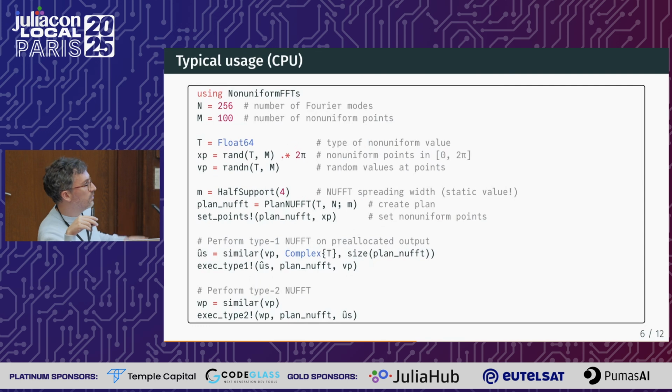And this is a small example of how you would use this. You define some data points and values. Let's say I want 256 Fourier modes and I have 100 non-uniform points. So I define my points, I define my values at each point, and then I define a plan with a spreading width that I choose. This is a static value, which means that all the kernels will be compiled for this specific value. And as in the previous presentation, we use static arrays to optimize things.